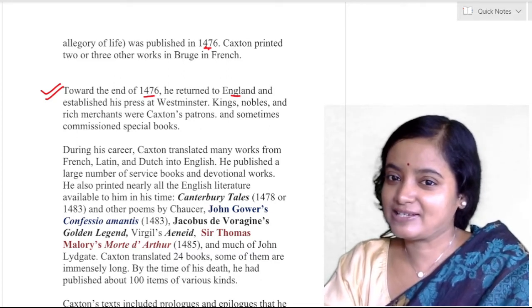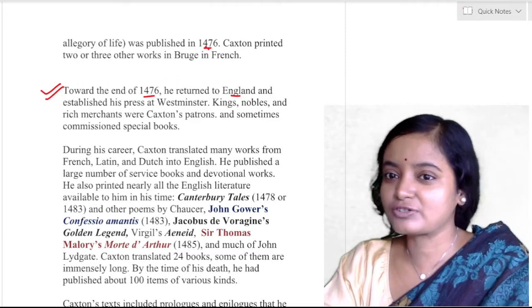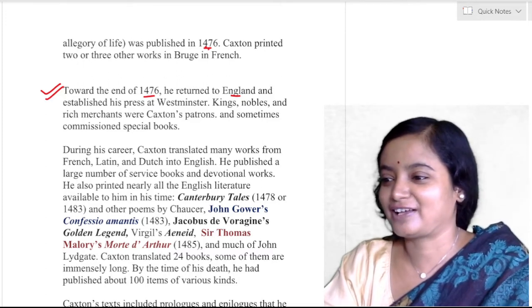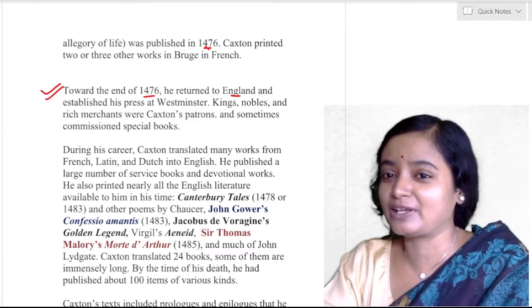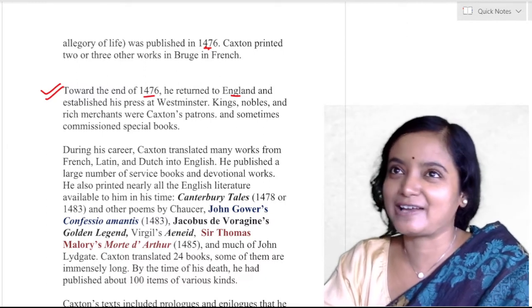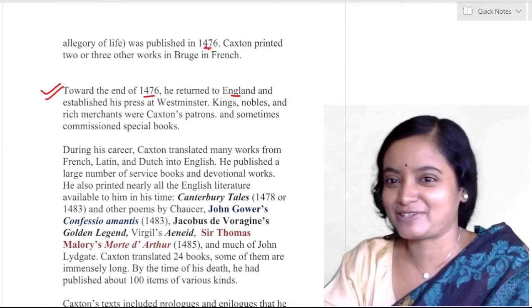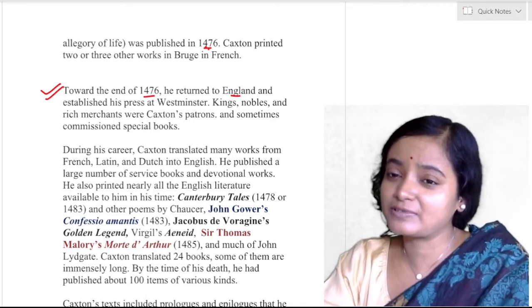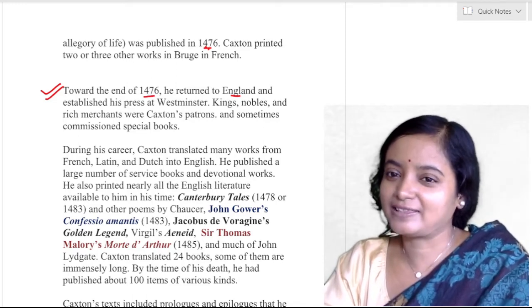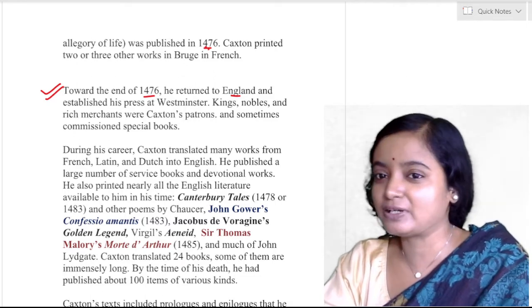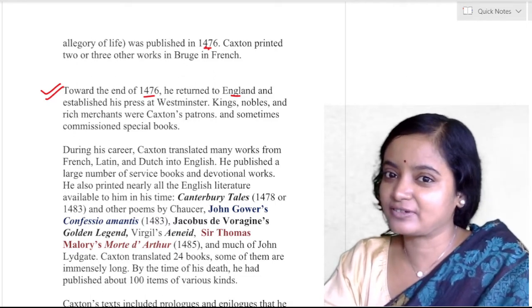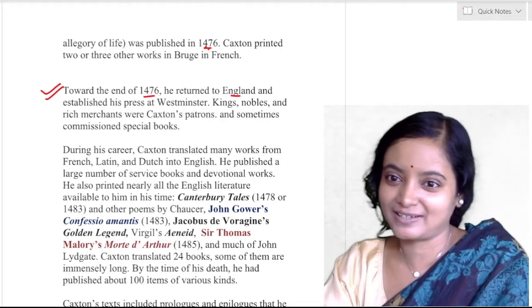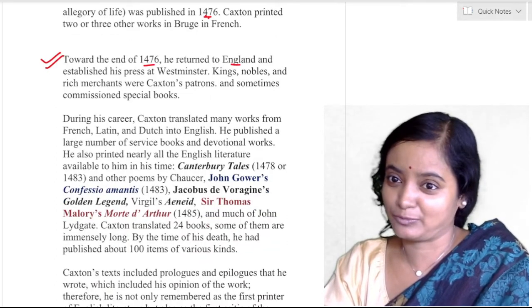Kings and nobles and rich merchants were Caxton's patrons, because they also wanted books written about them, sponsoring writing to show that I am such a noble person, I am such a noble king. And there are some kings who themselves like to write books, and they want to get them published and circulated among people. So they patronized Caxton's endeavor and supported him, backed him, and sometimes commissioned special books.